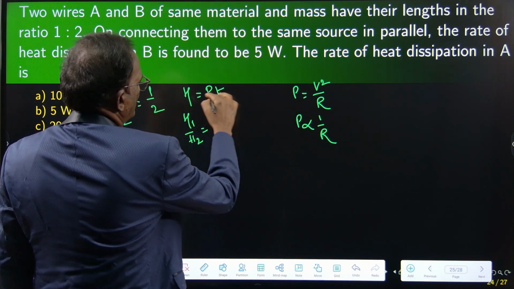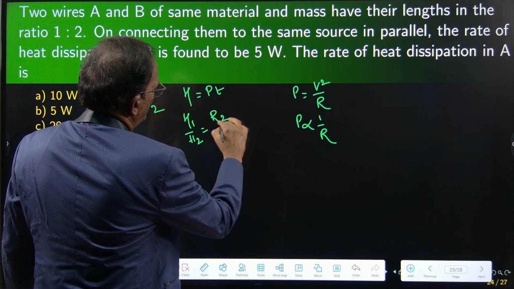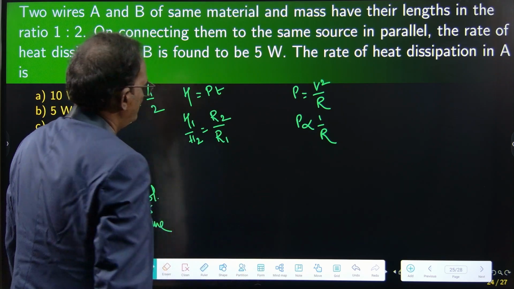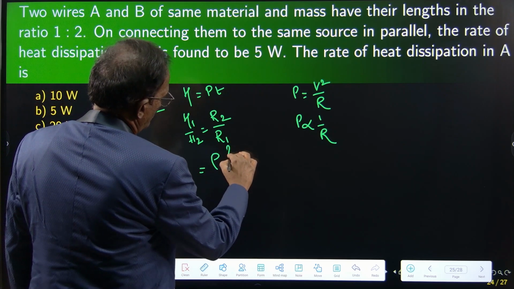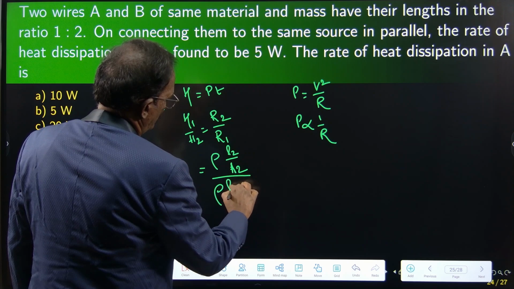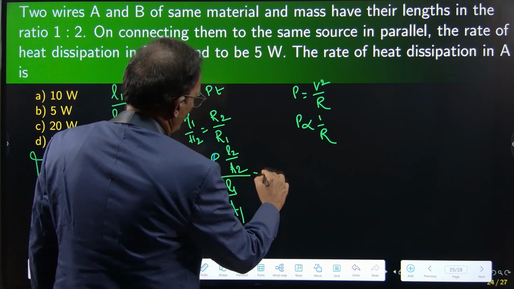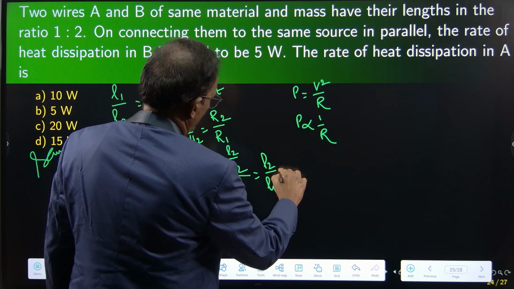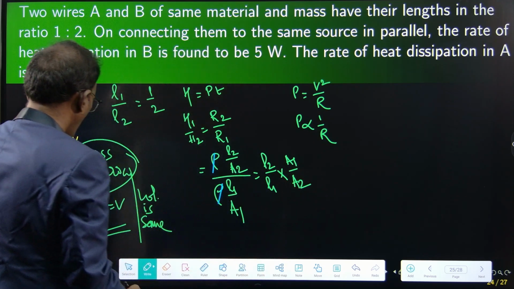H1 by H2 is equal to P into T, so this is R2 by R1. H1 by H2 is equal to R2 by R1, which is rho L2 by A2 divided by rho L1 by A1. The rhos are removed, so this is L2 by L1 into A1 by A2.